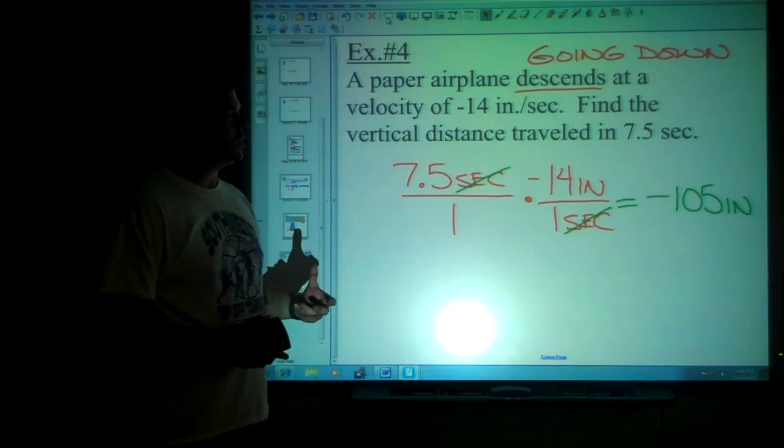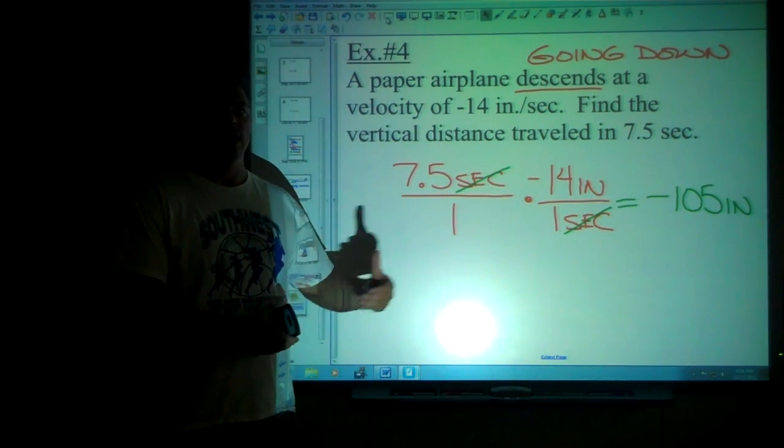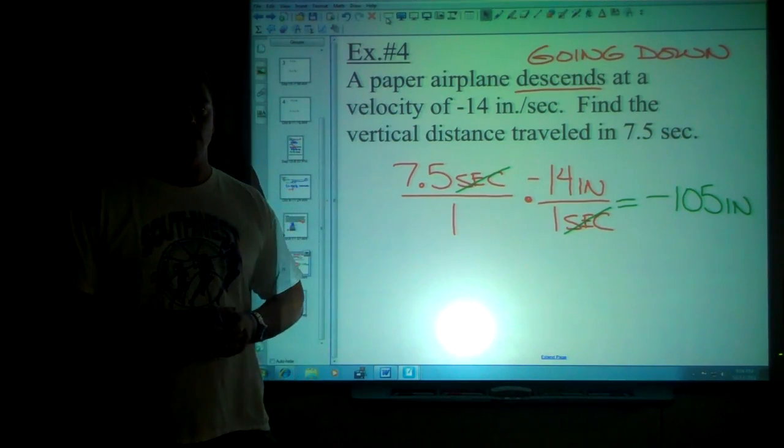You still have the same rules where you count up how many negatives you have. If you have an odd number of negative signs, your answer is negative. If you have an even number of negative signs, your answer is going to be positive. Same rules apply even though it's story problems.